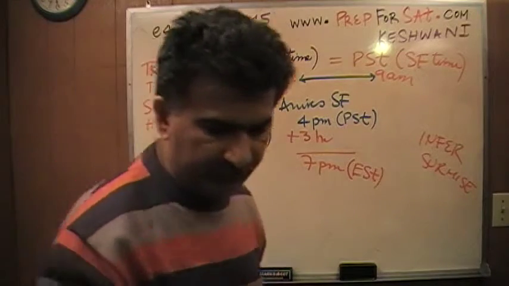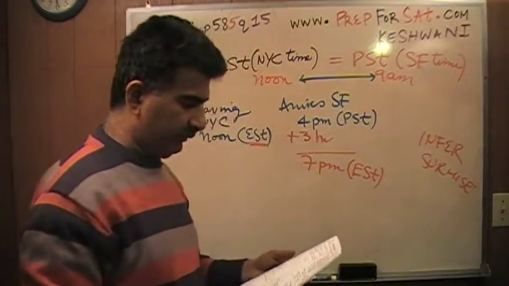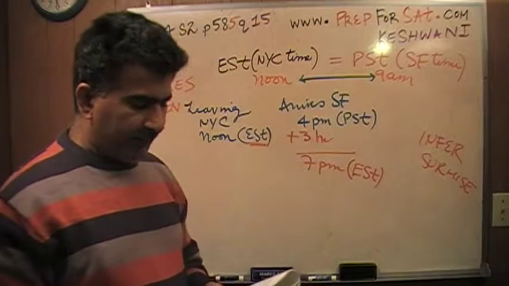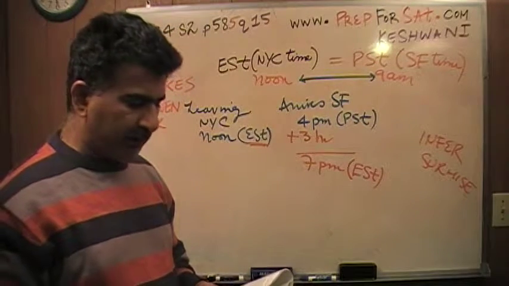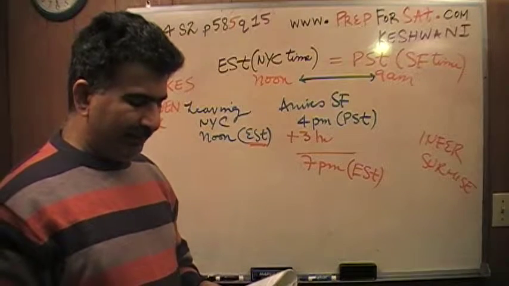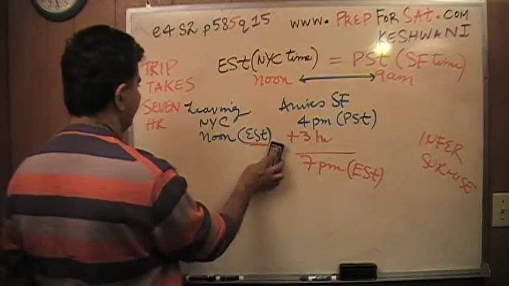Now let's see what the question is asking. So I'm going to erase all of this then because it's too confusing otherwise. I'm just going to solve the problem. If a plane left San Francisco at noon and took exactly the same amount of time for the trip, what was the plane's arrival time in New York City? Well, that's pretty straightforward. Now we're doing just the reverse.